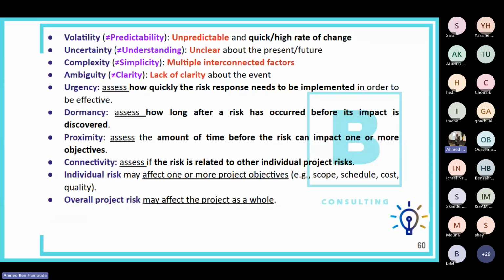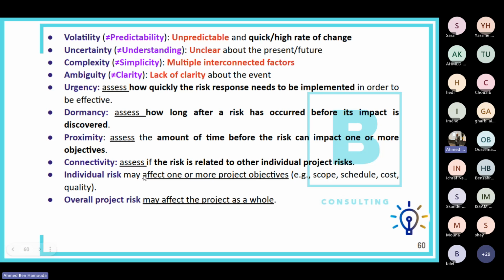Urgency, that's assessing how quickly the risk response needs to be implemented in order to be effective. Dormancy, that's assessing how long after a risk has occurred before its impact is discovered. Proximity, that's assessing the amount of time before the risk can impact one or more project objectives. And connectivity, that's assessing if the risk is related to other individual project risks. In 99% of the PMP exams, there is this drag and drop question about urgency, dormancy, proximity, and connectivity. We do have that question, and we will see it, I think, in the next session.